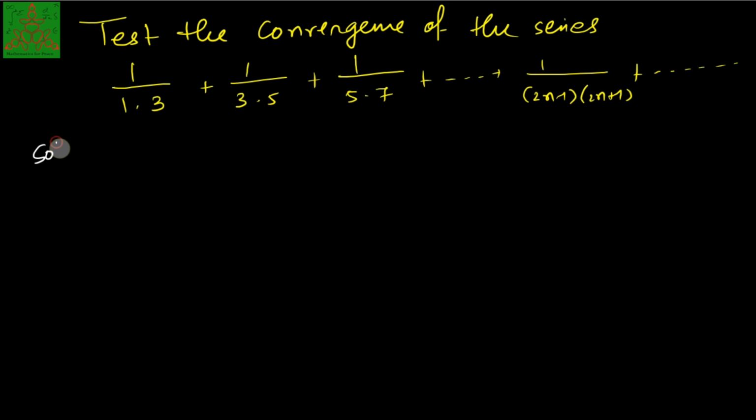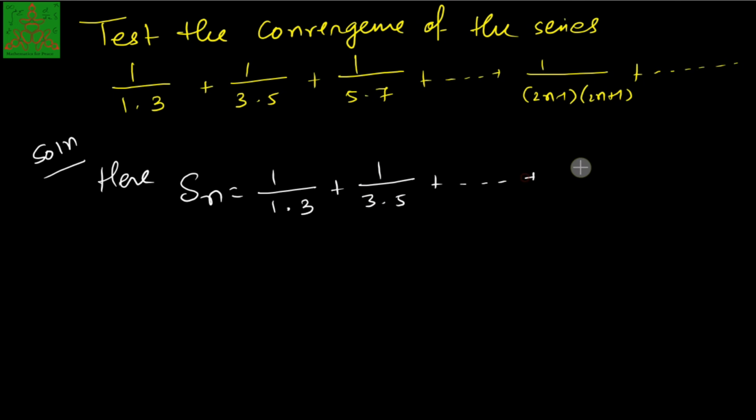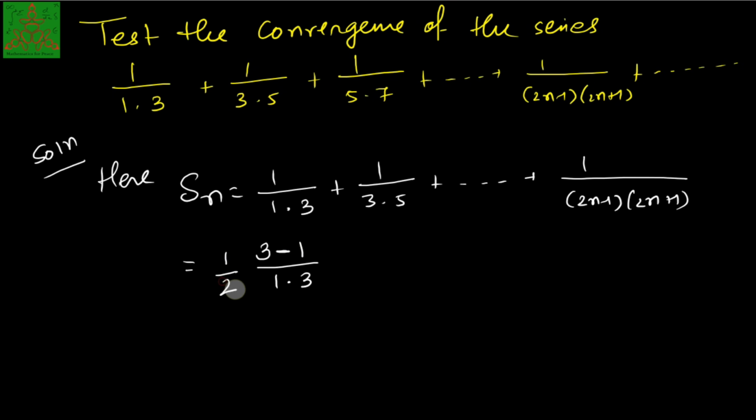For that I need to understand the partial sum. Here Sn is 1 upon 1 into 3 plus 1 upon 3 into 5 and so on, up to 1 upon (2n minus 1) into (2n plus 1). Now observe what we will do here. In this term I am multiplying and dividing by 2. We write 3 minus 1 upon 1 into 3. Now 3 minus 1 gives me 2, so I multiply by 1 by 2 here.